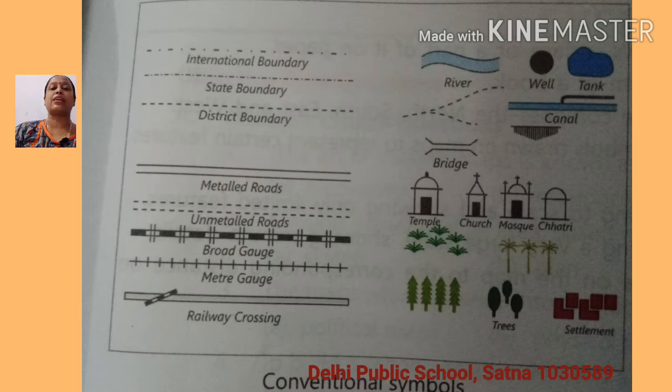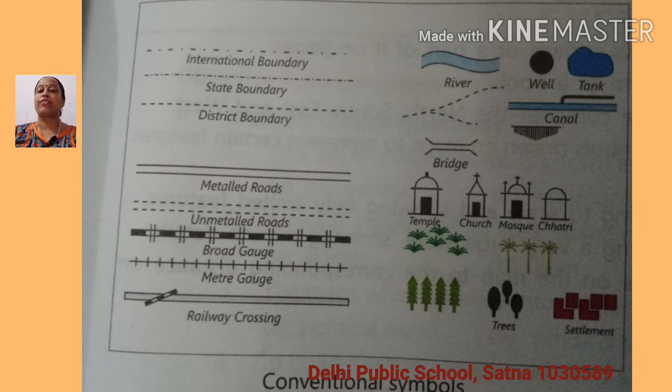Maps have a universal language that can be understood by all. Anyone who knows the scale and the symbols can easily read and understand the map. That's the reason we have to understand the scale, direction and symbols, then only will you be able to understand the map. There is an international agreement regarding the use of these symbols. These are called conventional symbols.